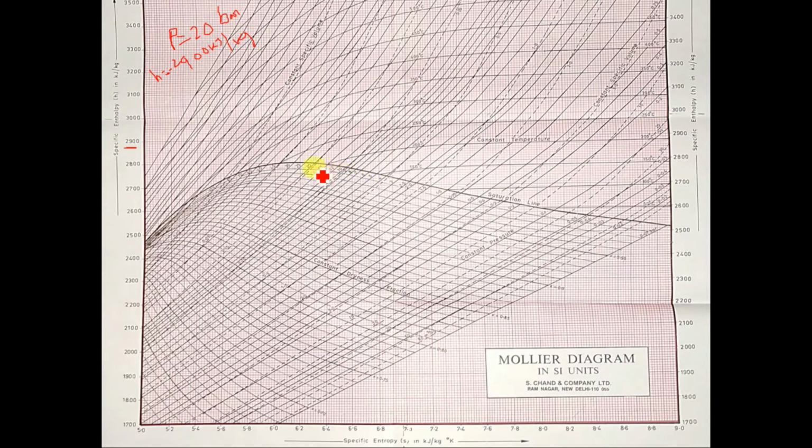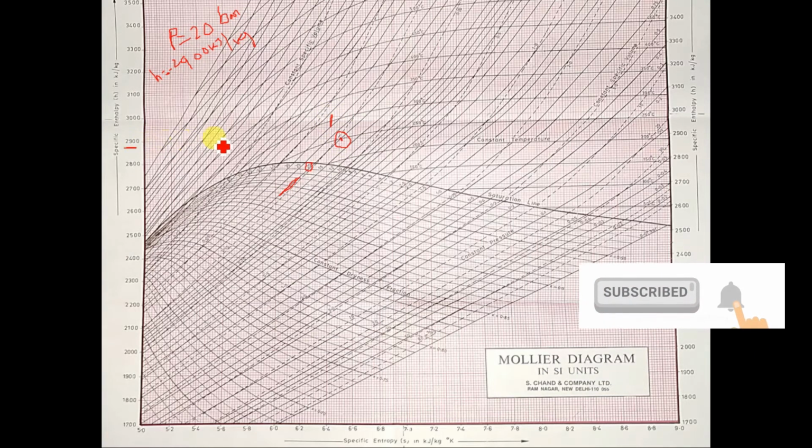Check where we have 20 bar. This is a 20 bar line. So look at the intersection. It moves here. So this is my point 1. This is the first example. 2900 is coming here and this 20 bar goes here. So this is my first point.